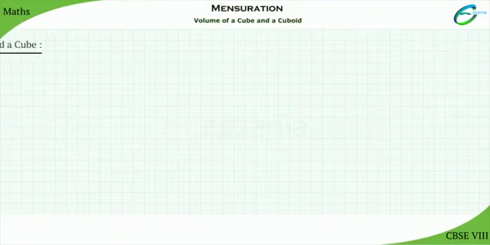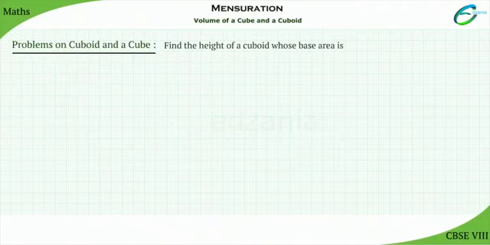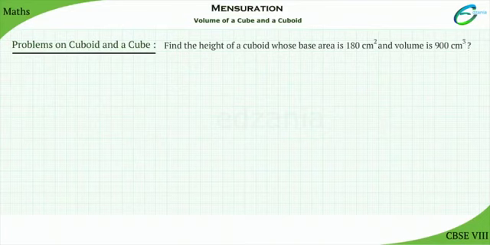Finding the volume of a cube and a cuboid. Let us solve a few problems now. Find the height of a cuboid whose base area is 180 centimeter square and volume is 900 centimeter cube.